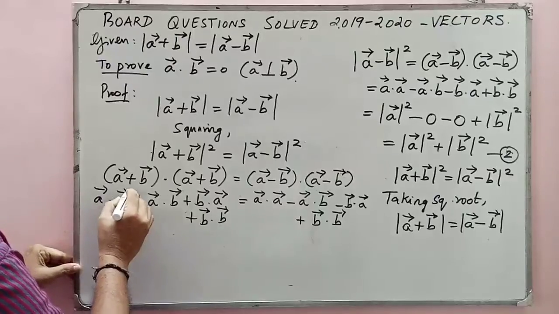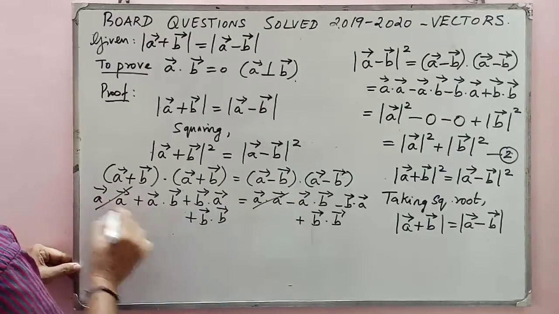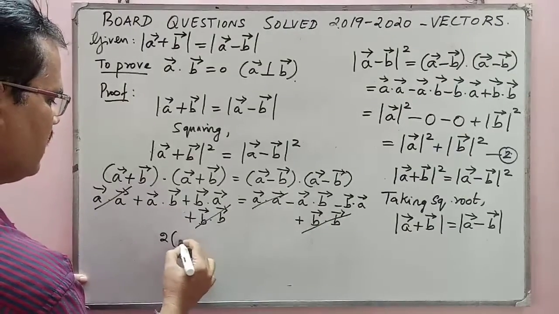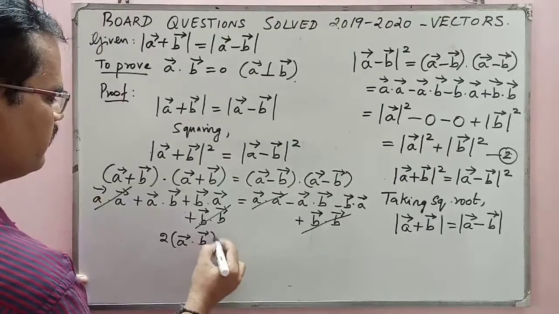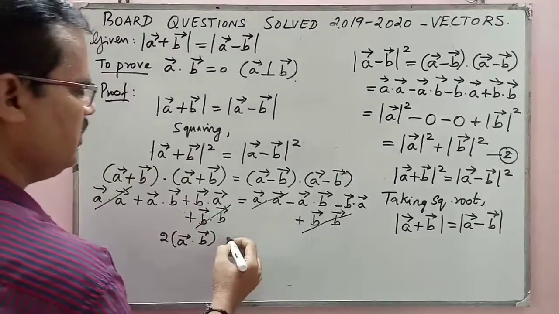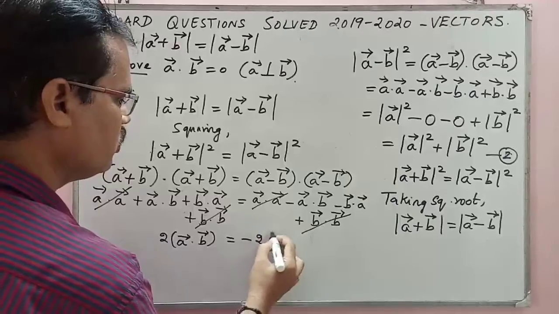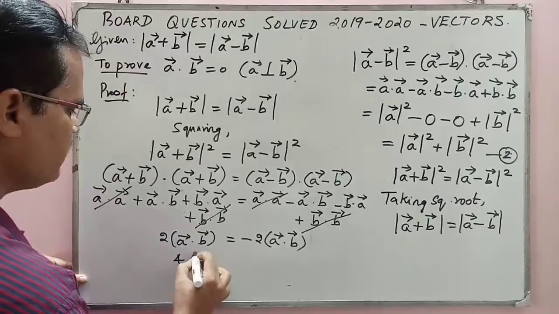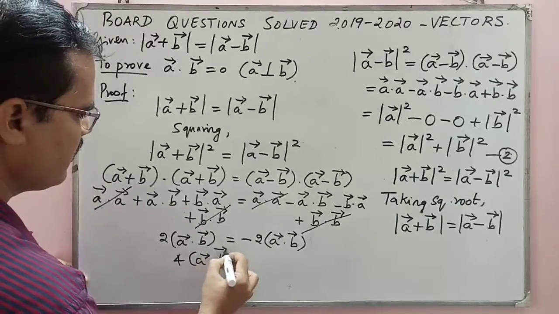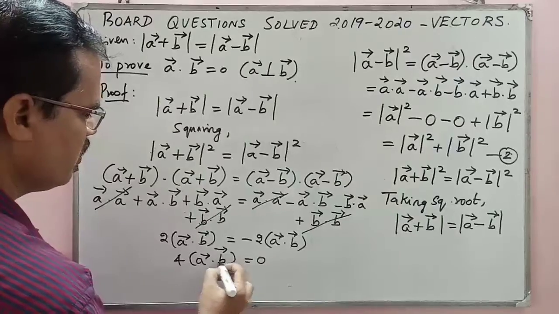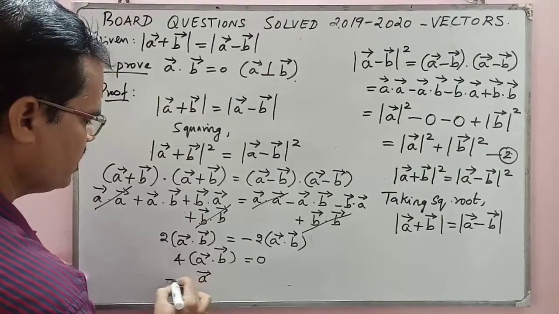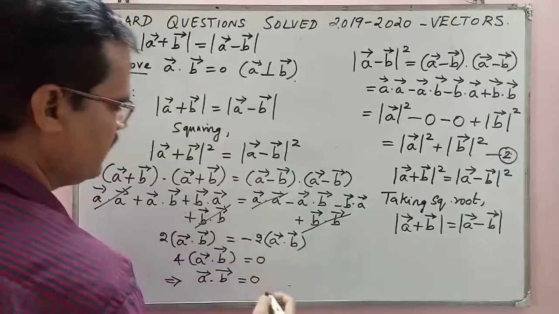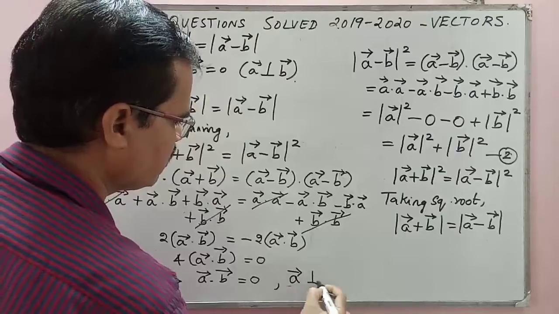Okay, cancelling a dot a and a dot a on both sides, b dot b cancelled. Now we have 2 times a dot b, because b dot a is commutative, you can write it as a dot b. Similarly here you have 2 times a dot b. Bring everything to one side, we have 4 times a dot b equals 0. 4 is not equal to 0, which gives a vector dot b vector equals 0. We got it, which means a vector is perpendicular to b vector.